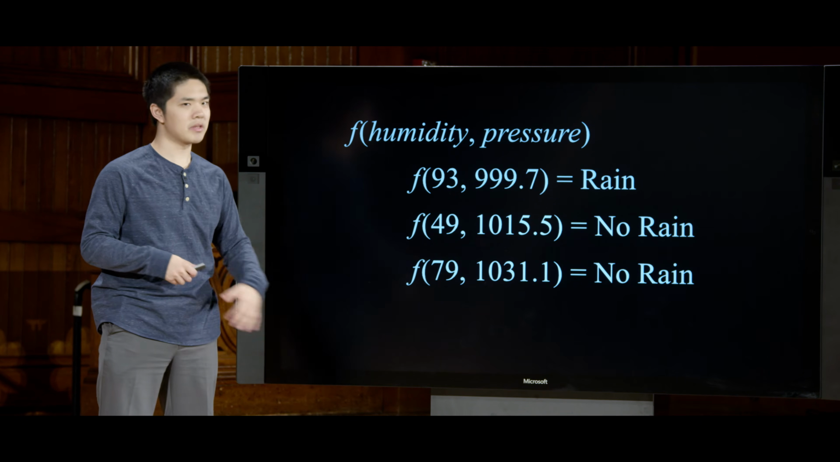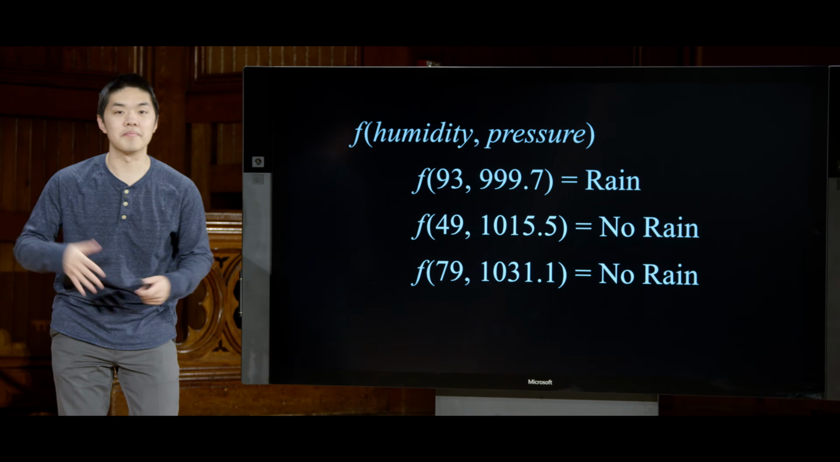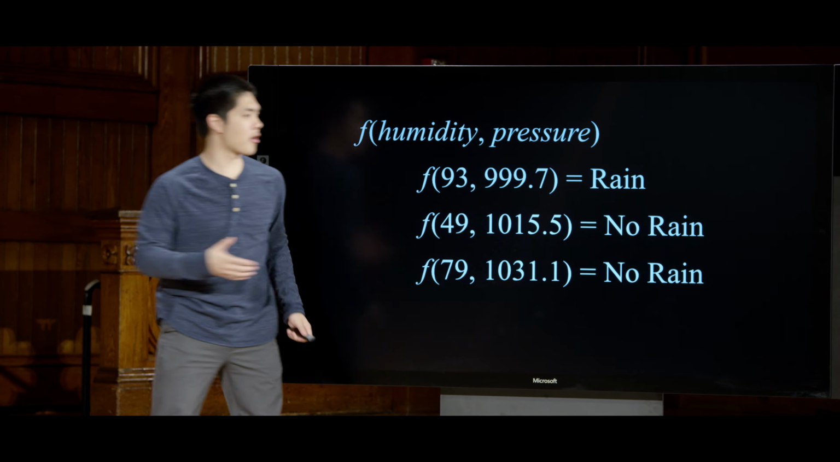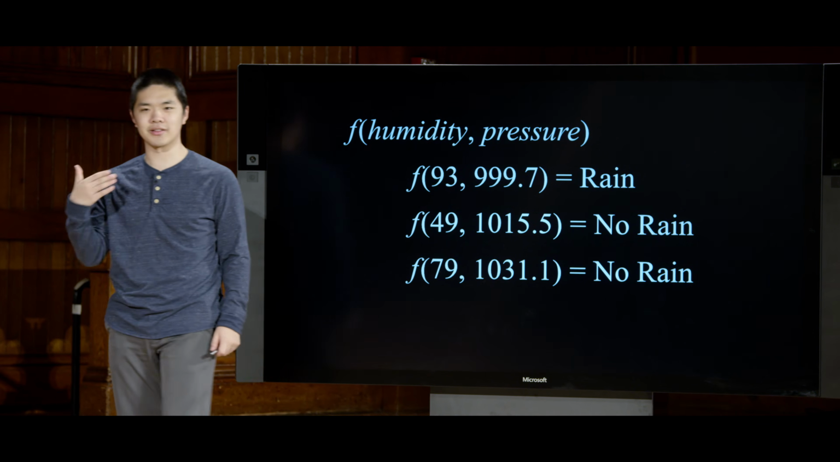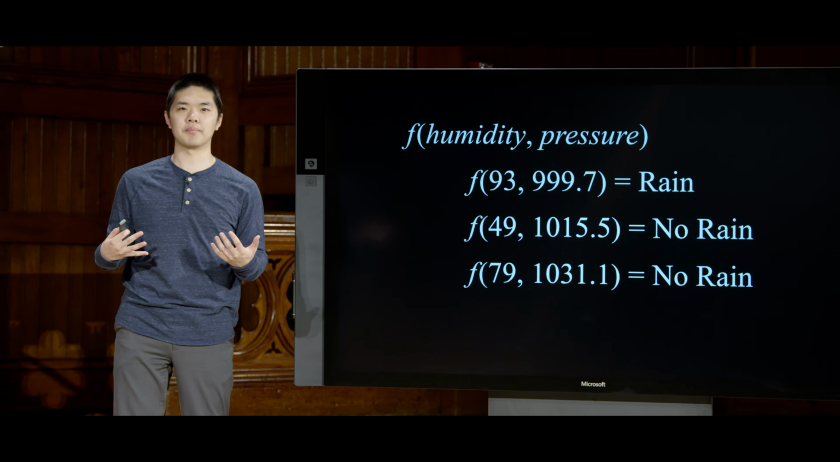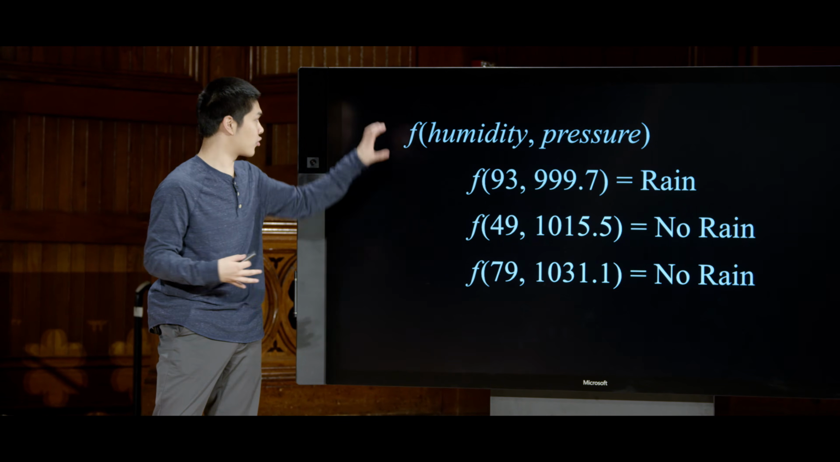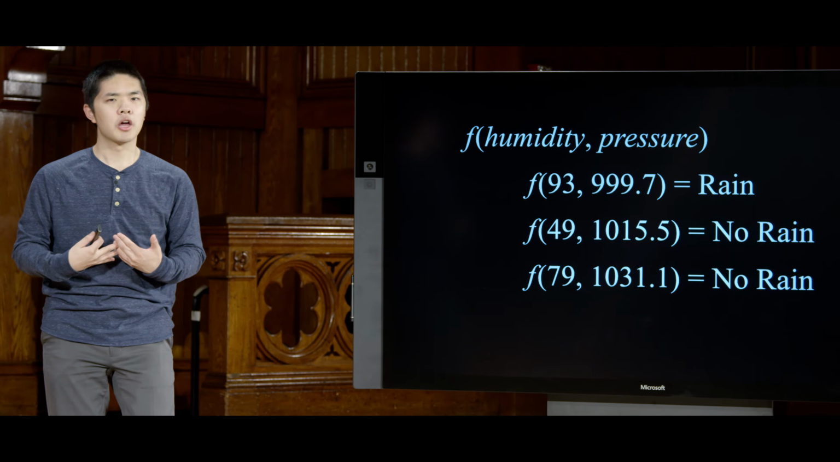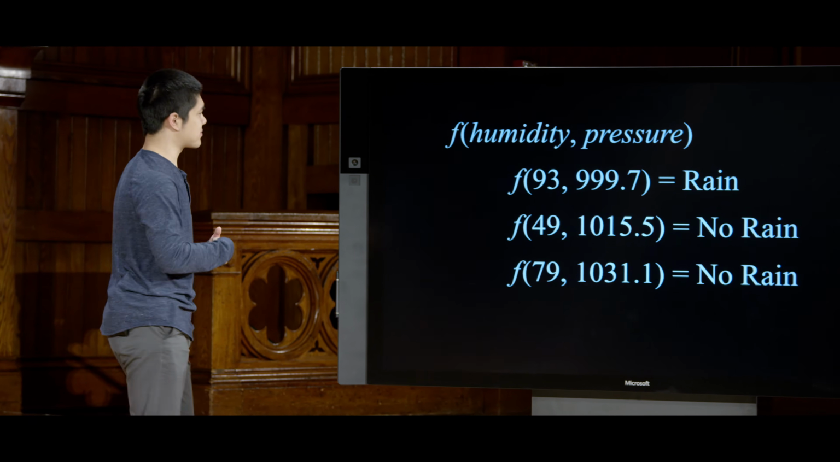And that's information that we just gathered from the world. We measured on various different days what the humidity and pressure were. We observed whether or not we saw rain or no rain on that particular day. And this function f is what we would like to approximate. Now, the computer and we humans don't really know exactly how this function f works. It's probably quite a complex function. So what we're going to do instead is attempt to estimate it.